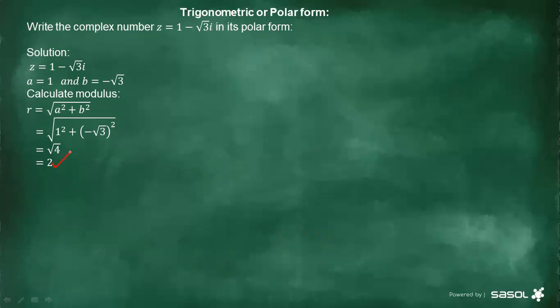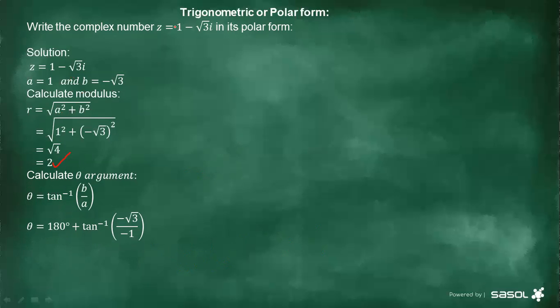That's step number 1. Step number 2, you then have to calculate the argument, the theta. And then because now this, actually, let me just check first.